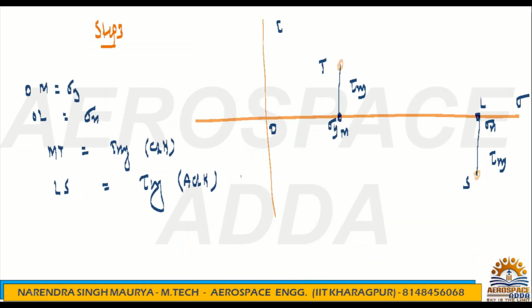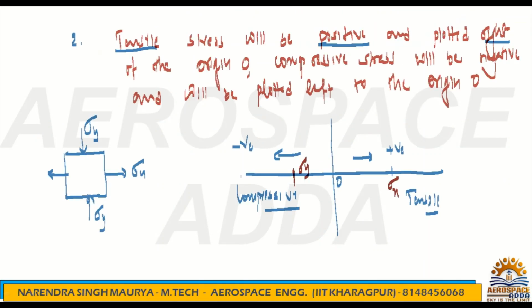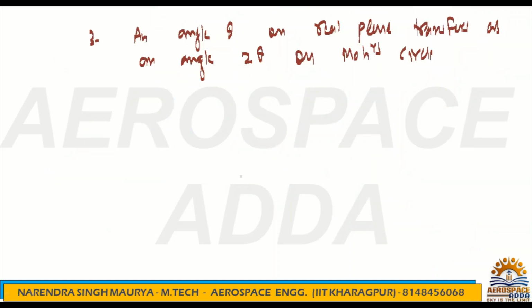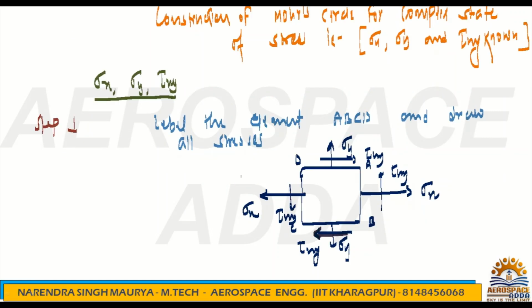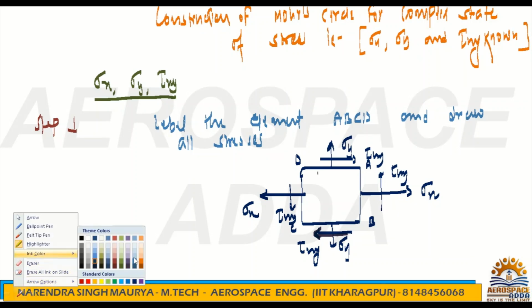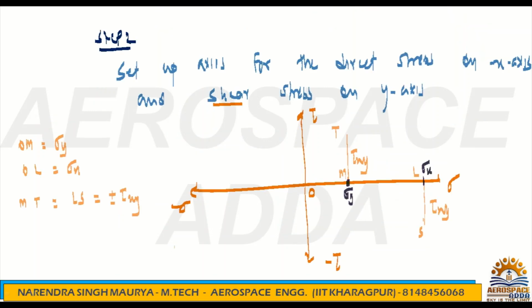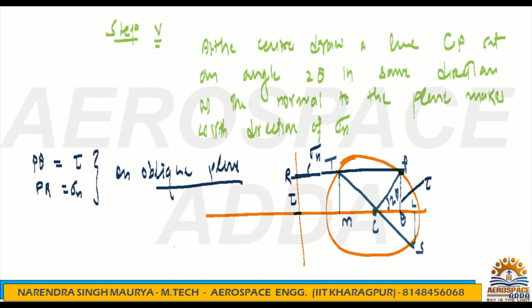You see the first diagram. What was the unknown here? See this diagram. ABCD you have drawn somewhere, this one. If you check here, where is the oblique plane? On the oblique plane, sigma n and tau are the unknowns. So this sigma n and tau you have to calculate by the graphical method. This sigma n and tau is what you have calculated here. That value is nothing but PR and PQ. This is the whole story.